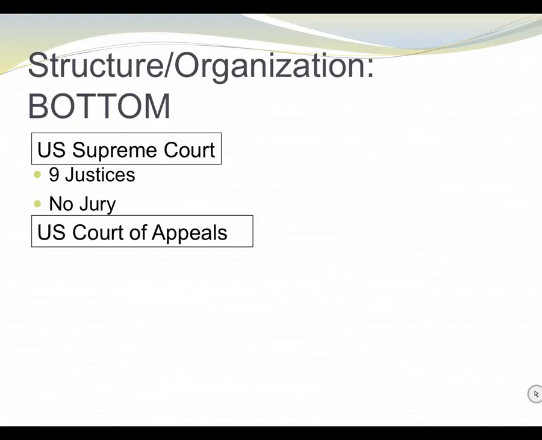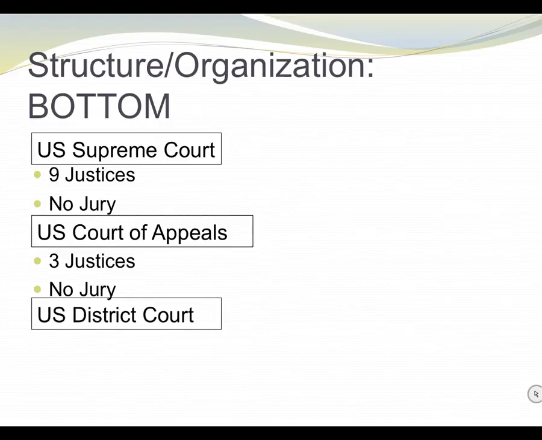Below the U.S. Supreme Court, you have the U.S. Court of Appeals. There are 3 justices that sit on each court of appeals, and again, there is no jury. There also, once again, is no trial in this court. So in other words, for both of these courts, their case has already been heard, and these 2 courts would be hearing the case on appeal.